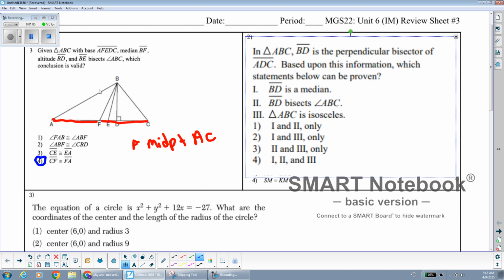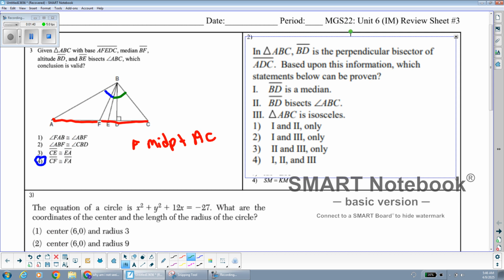BE bisects the angle. So from B to E would be congruent, and from C to E would be congruent. So let me put that in a different color so it's easier to see. So angle ABE would be congruent to angle CBE. And that's why answer choice number two is wrong, because answer choice number two is saying ABF, but it's until E because BE is the angle bisector.